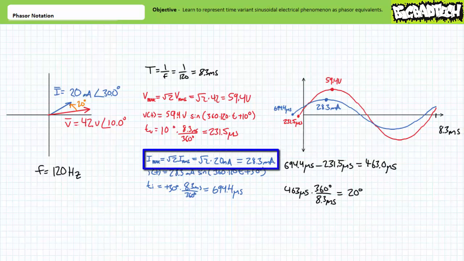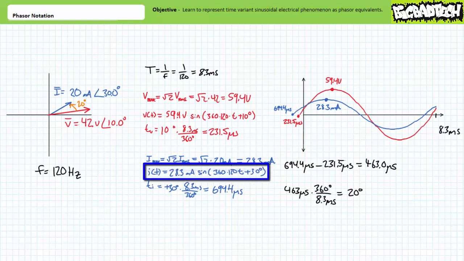Given an effective value of 20 milliamperes, this corresponds to a current peak value of approximately 28.3 milliamperes. The time domain expression of current, I(t), is equal to 28.3 milliamperes × sin(360 × 120 × t + 30 degrees).